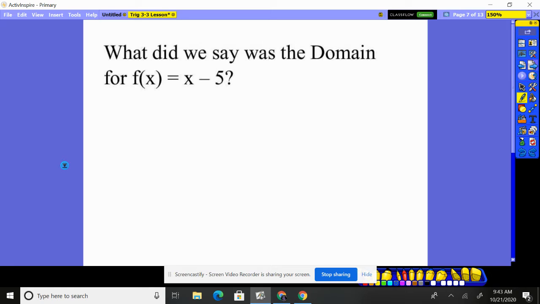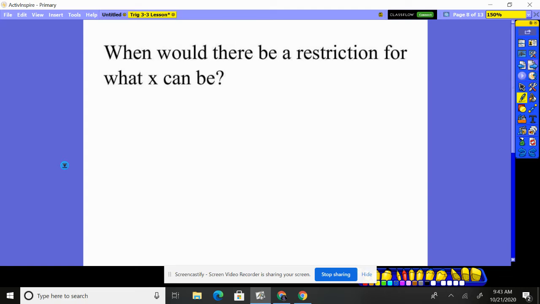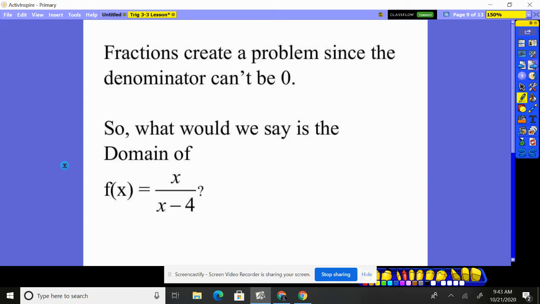Okay? You could plug 5.5 in here because we're not talking the number of masks or girlfriends or slices of pizza. You could plug 5.5 in here. You could plug 5.1 in here. You could plug 6 in here. We said everybody works for that. Okay. So when would there be a restriction for what x can be in a function like that f of x? Well, fractions create a problem since the denominator can't be a 0.